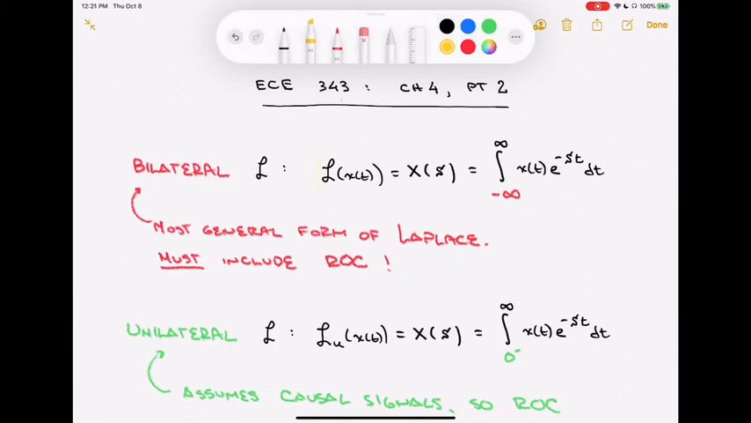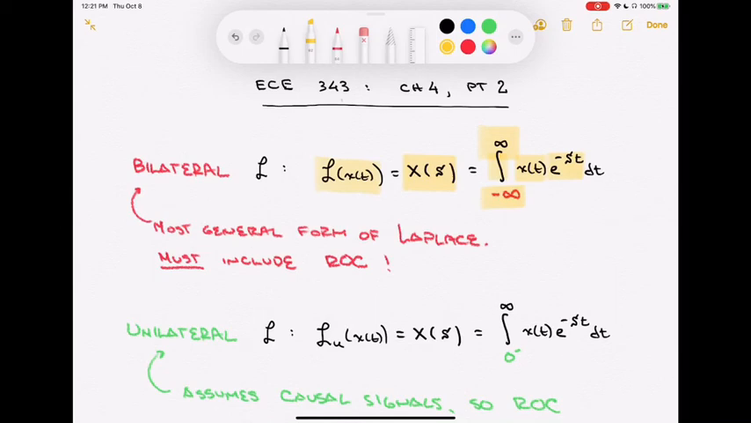The bilateral Laplace transform of the signal x of t, which we call cap X of s, where s is just a frequency variable, is computed by taking the integral of the signal x of t multiplied by the exponential e to the minus st, and the limits of integration go over all time, so minus infinity to infinity. This is the most general form of the Laplace transform, and last time we saw that it was necessary to specify this thing called the region of convergence. The region of convergence is those values of s for which cap X of s exists or converges.